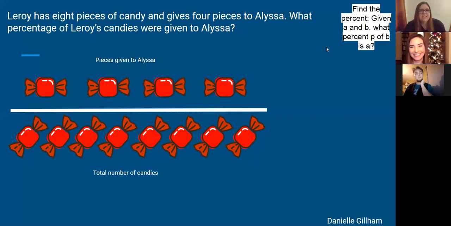So this one's easy just because you have the numbers 4 over 8. And so it will break down to half. And then we all know that half is 50%. So Leroy decided to keep 50% and give away 50%. That was so nice. I want to be friends with Leroy.